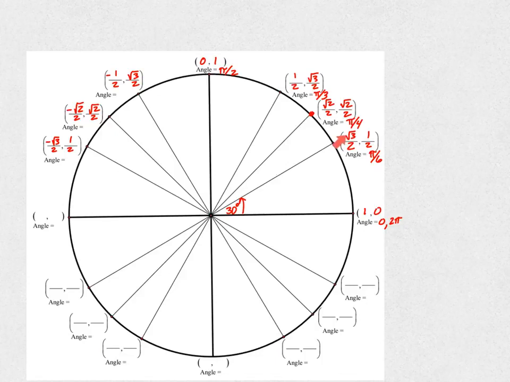Now, as far as our angles are concerned, let me just go ahead and write these angles in here real quick. This one will be 2 pi over 3. This one is 3 pi over 4. And this one is 5 pi over 6. And you can do the conversions. This one is 120 degrees, 135 degrees, and 150 degrees.